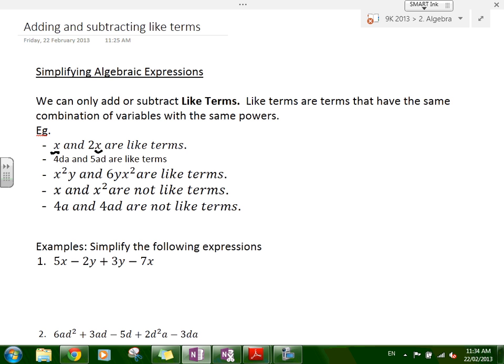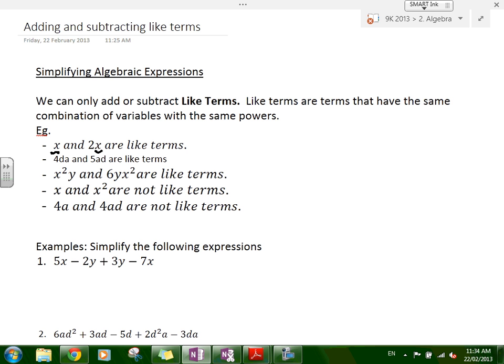4AD and 5AD are like terms. So the order doesn't matter. If we added these together, you would get 9AD. Because you've got 4 lots of AD, you've got 5 lots of AD. When you add them together, you get 9 lots of AD.